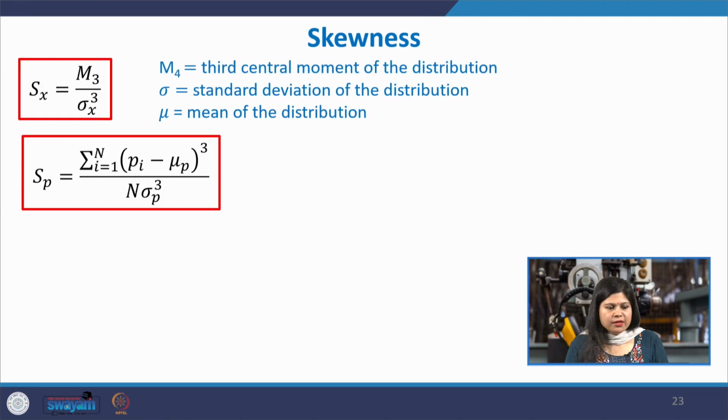This is how you calculate the skewness, which is the third central moment divided by sigma x whole cube. In terms of the pressure distribution, it is this particular formulation. You subtract every pressure value from the mean of the distribution, cube it and sum it up, divided by n, which is the number of points you have taken, and sigma p being the standard deviation of that pressure distribution.